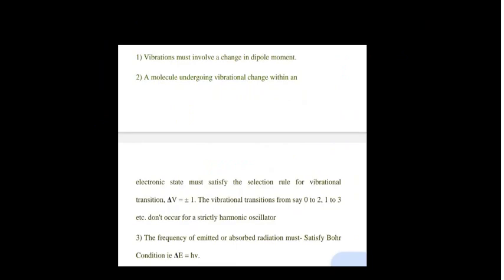Now moving to the next slide. Okay, now my next slide is like that. It says conditions for the vibrational spectrum. Vibrational spectrum means your IR spectrum.